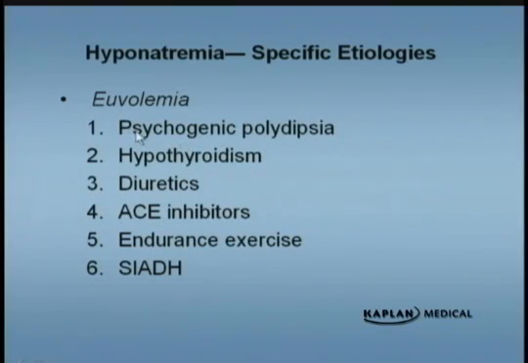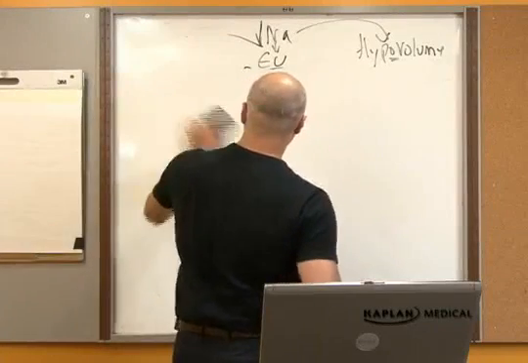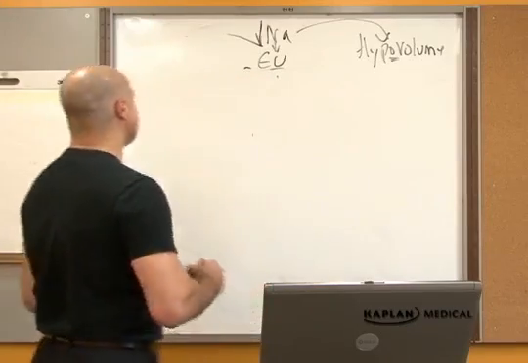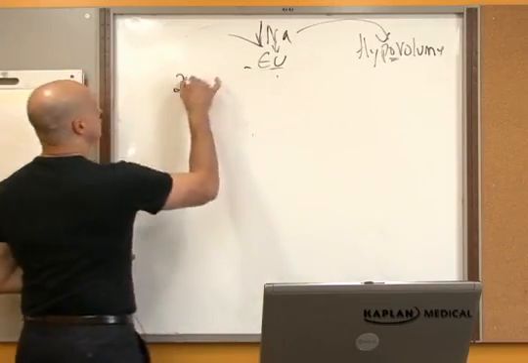Hyponatremia, pseudo, psycho, SIADH. Why do you get hypothyroidism causing hyponatremia? Man, I have no idea why hypothyroidism causes hyponatremia. It's just one of those things that happens. Okay? Psychogenic polydipsia. How much water do you have to drink a day to get psychogenic polydipsia? Wow, tons.